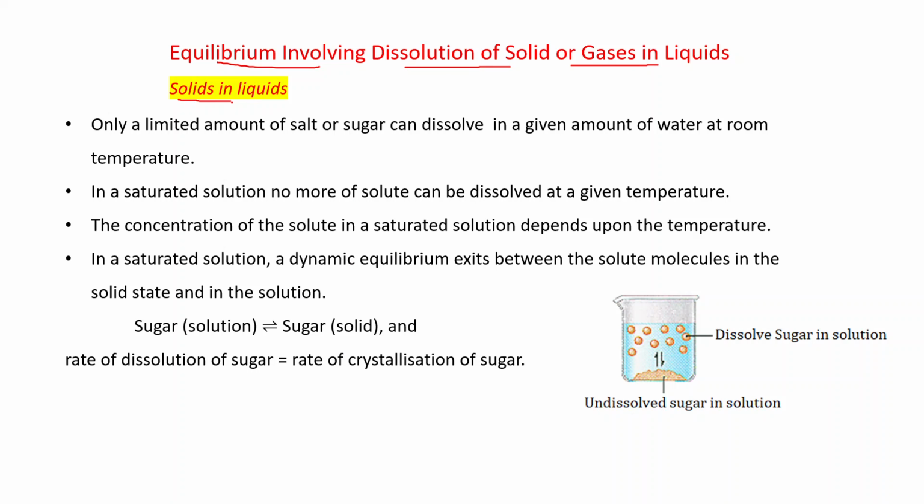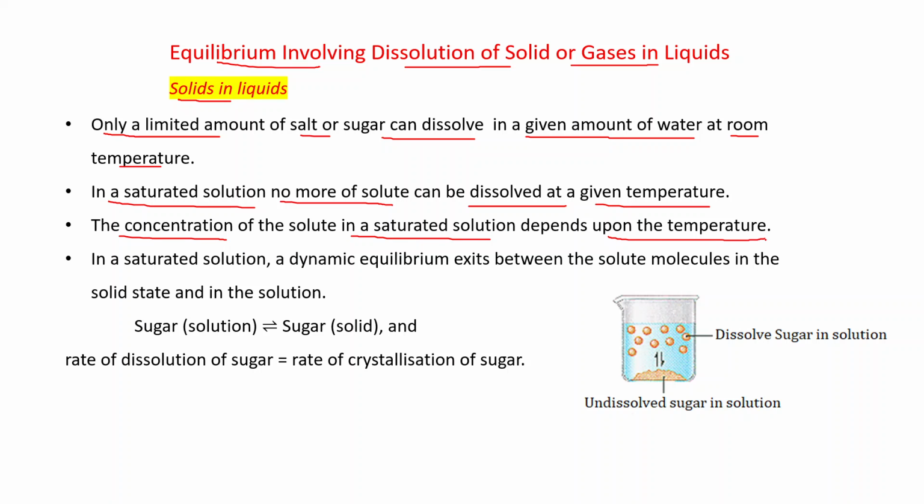First, solids in liquids. Only a limited amount of salt or sugar can dissolve in a given amount of water at room temperature. If we increase the temperature, this amount may be increased. In a saturated solution, no more solute can be dissolved at a given temperature. The concentration of the solute in a saturated solution depends upon the temperature. If we increase the temperature, this concentration may change. And this amount of solute in a saturated solution at a given temperature is called solubility at that temperature.